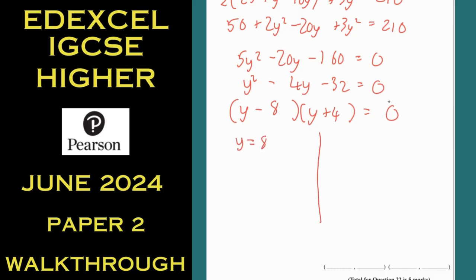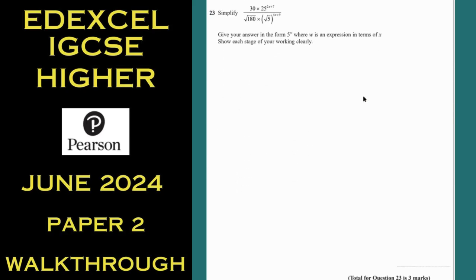So when y is 8, we have that formula that x equaled 5 take away y. So minus 3 is one pair of solutions. Make sure you get them the right way around. Minus 3 and 8. And when y is negative 4, x equals 5 minus negative 4 to get 9. And we've got a 9 and a negative 4 for a pretty standard 5-mark quadratic simultaneous equations.